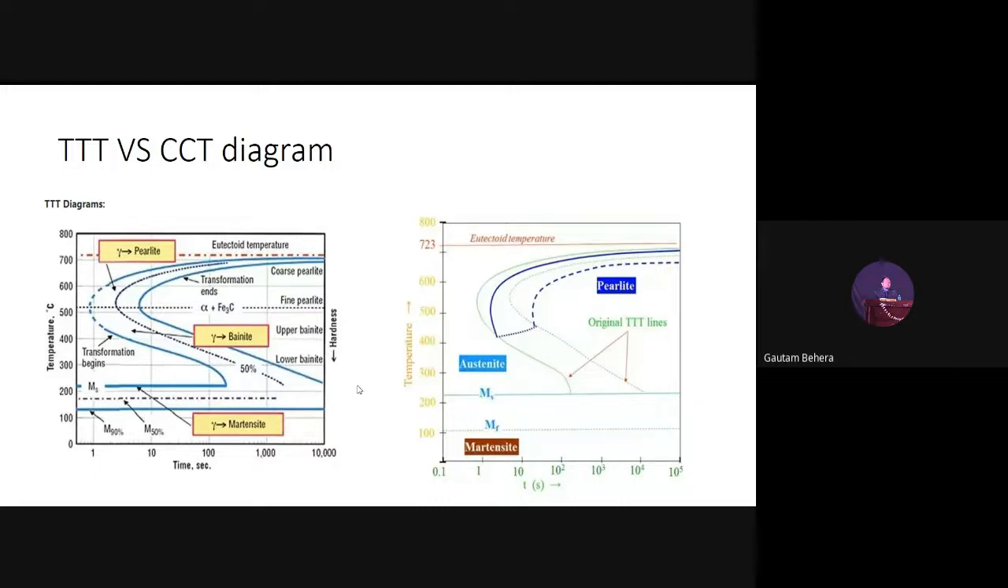You understood now? Or how to do phase transformation? Okay, fine. I'm ending the class here.